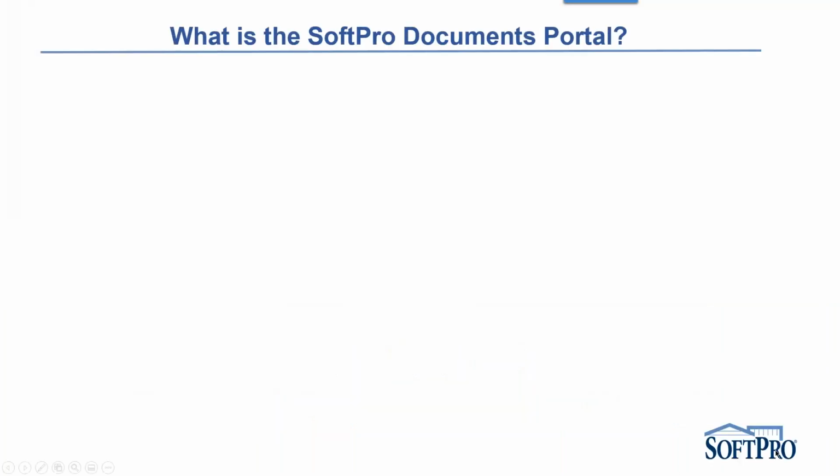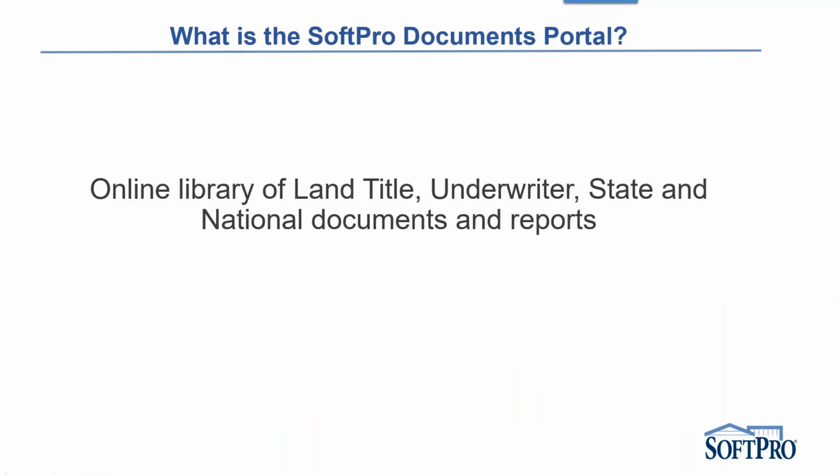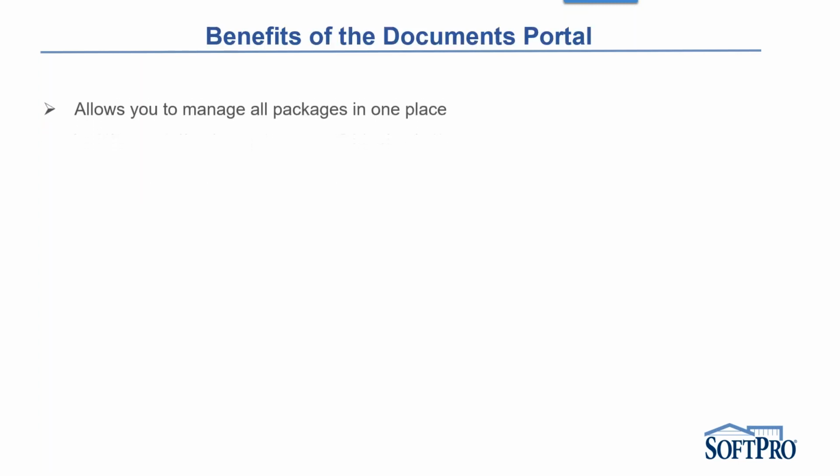So to get things started, what is SoftPro's Documents portal? It is an online library of all of the land title, underwriter, state, and national documents and reports that have been developed and are maintained by SoftPro.